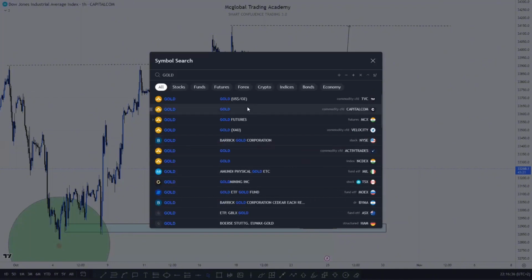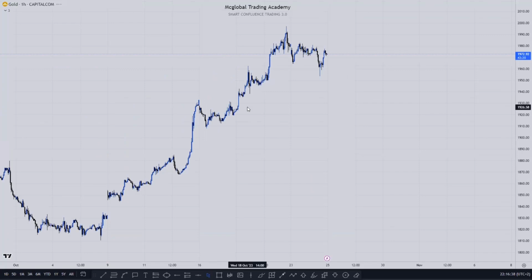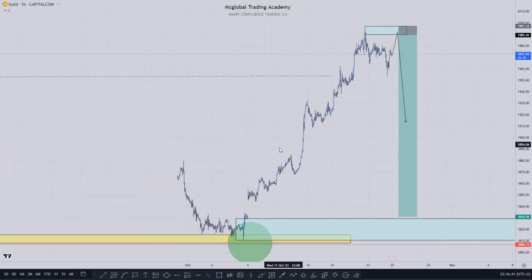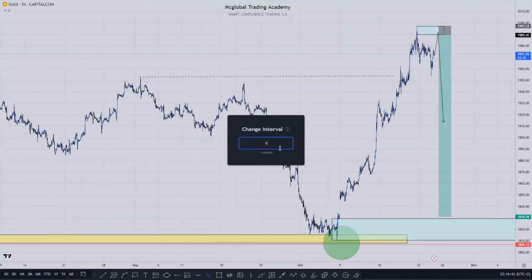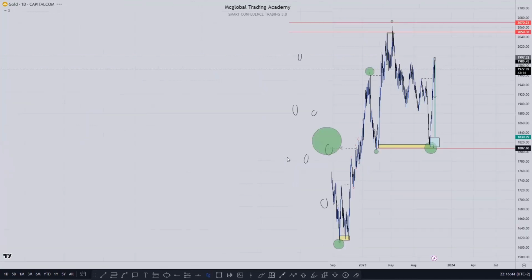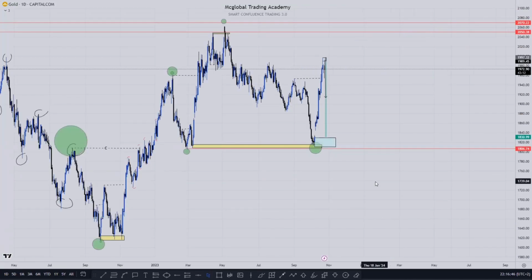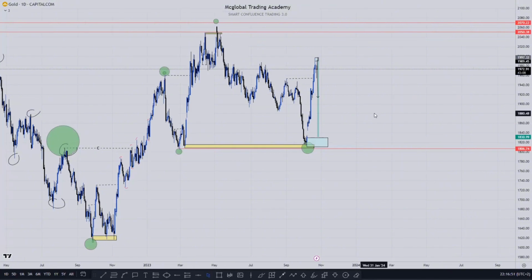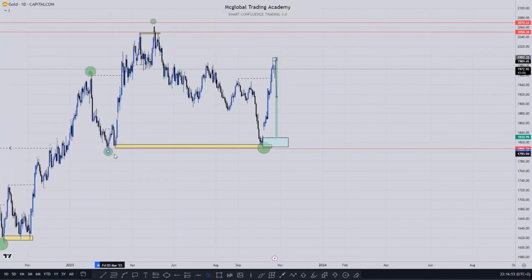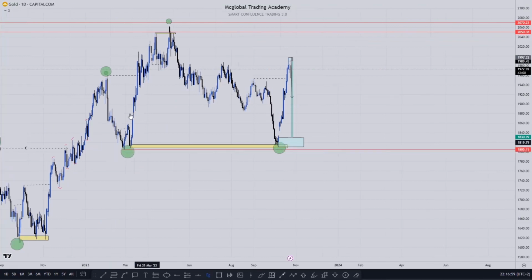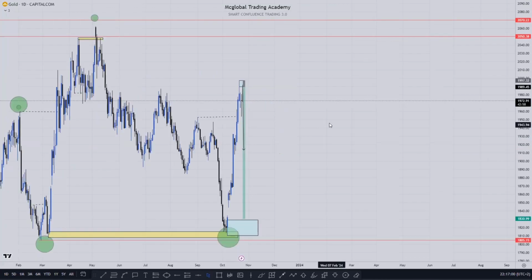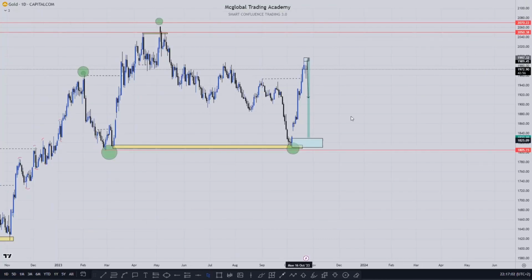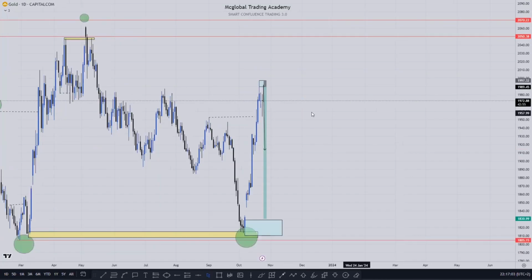Then gold, I said we are waiting for a pullback into a zone before we sell. This is gold. Daily, we are bullish externally. Broke structure there. After we broke structure, established this as a higher low. Once you now have a higher low like this, it means if we come back there and fail to break, we're going to go up.